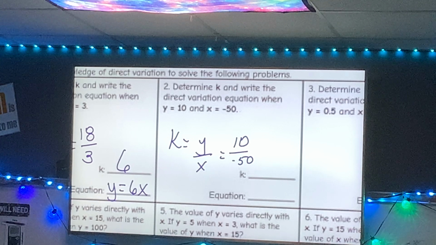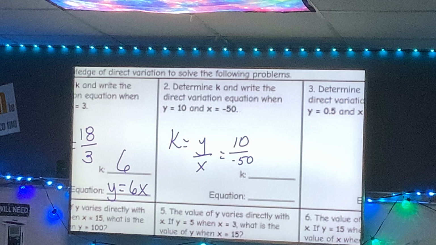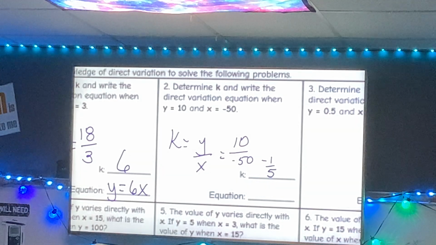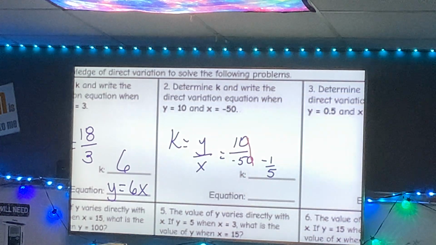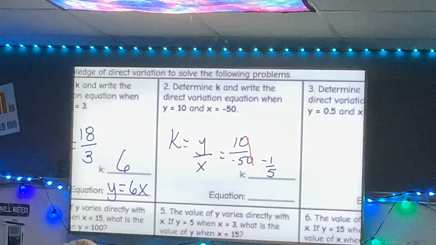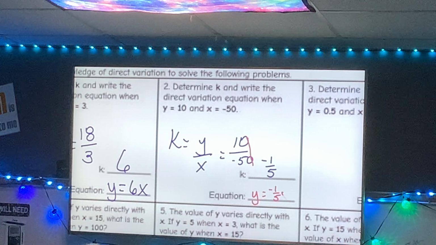What does that reduce to? Negative. Okay, so if I want it as a fraction, negative 1/5. Because look, can I do that trick I just showed y'all? Take the zeros off and it's reduced. Okay, so Y equals negative 1/5 X. Remember, Y equals KX. We were solving for K, so we just throw it in front of that X.